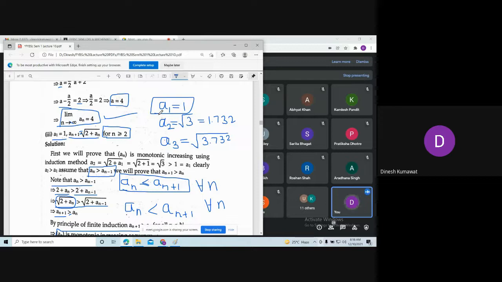Okay, see. For a3, I am getting inside the root 3.732. What happens when I calculate a4?